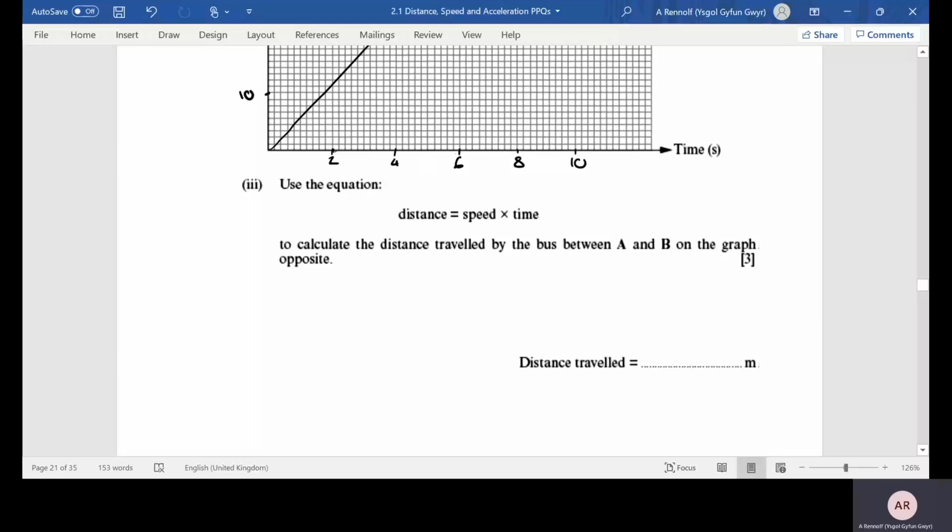And then use the equation distance equals speed times time to calculate the distance traveled by the bus between A and B on the graph opposite. Okay, between A and B, our speed was 20 meters per second. And the time period for which we were traveling was 20 seconds. So distance is speed times time. 20 times 20 is 400 meters.